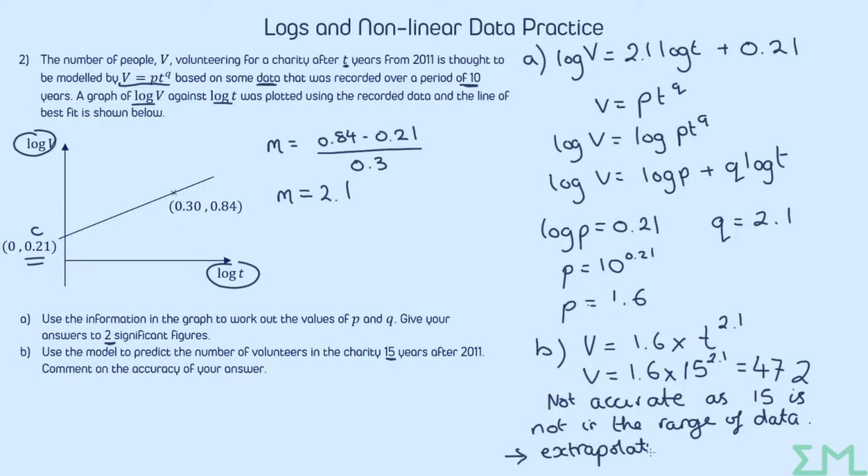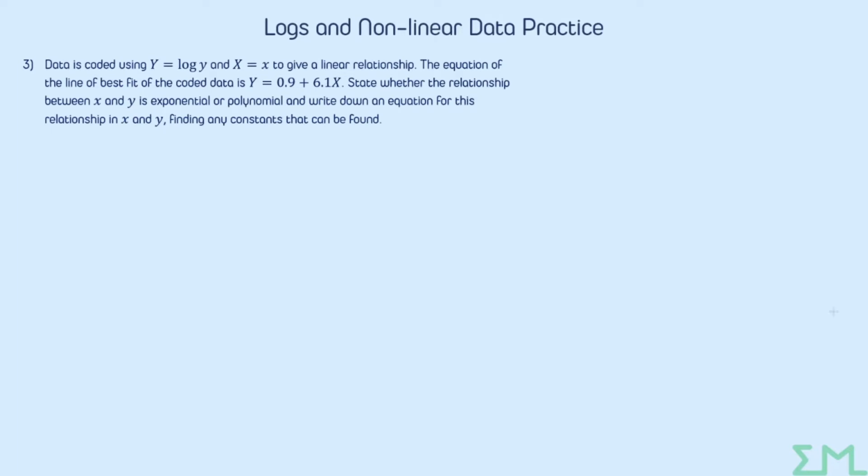Okay, so interpolation is when you're within your range of data, extrapolation when you're not. And when you work things out by extrapolating, they tend not to be accurate answers. Okay, so that is question 2 done. Let's have a look at question 3.